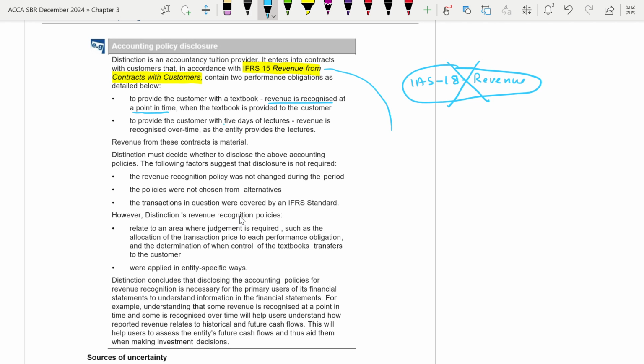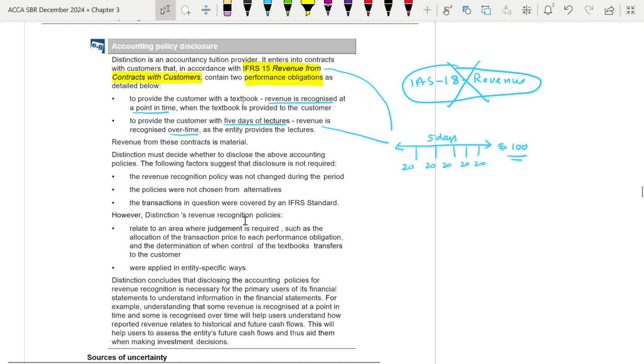To provide the customer with 5 days of lectures, revenue is recognized over time. Is it right? What is the 5 days of lecture? See the thing. The first option is you are selling a textbook. Fine. Now you are giving a course. You are giving a course for 5 days, and you are charging $100. Then what will happen? You are not going to say every day how much you are going to earn. Every day the revenue is 20 each. This is nothing but the concept of performance obligation.